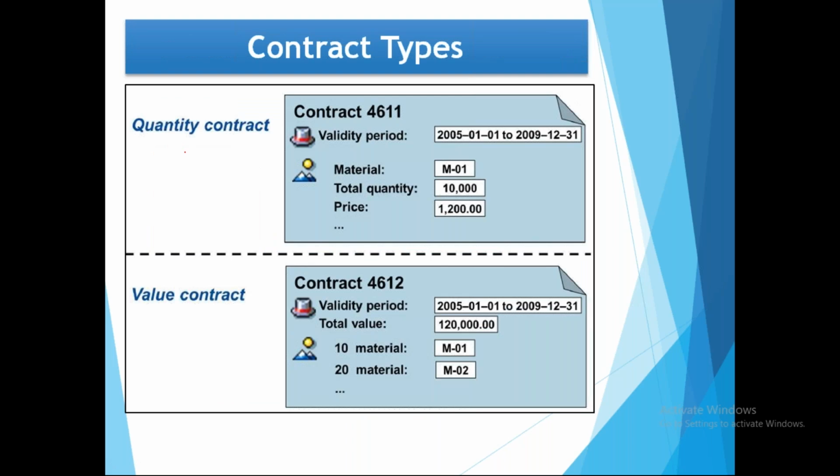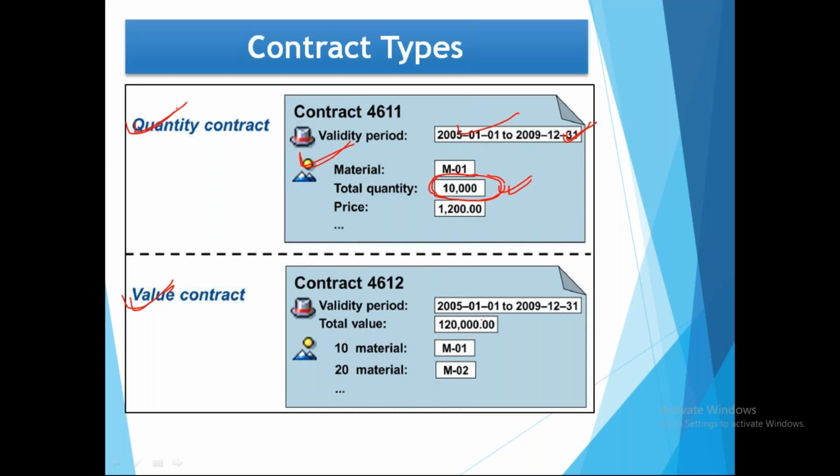Okay, so basically there are two types of contracts. One is quantity contract, another one is value contract. Quantity contract is for a total quantity. You specify some quantity for a particular period, so once that quantity is exhausted, the system will not allow you to create further purchase orders.